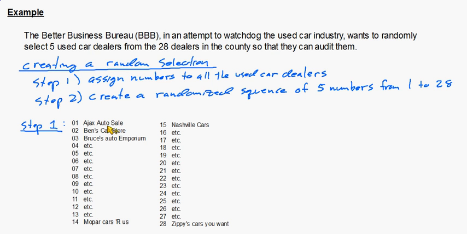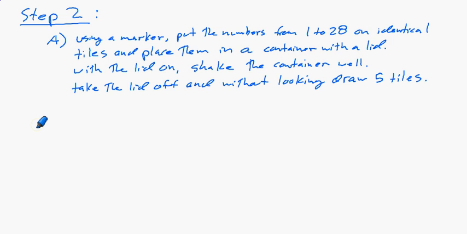So here's step 1. We got all the car dealers. I didn't make up names for all of them. That was kind of a pain. But you can get the idea, right? 1 to 28. Every auto dealership has its number. That's step 1. Step 2 is the more interesting part. That's actually figuring out how to randomize.